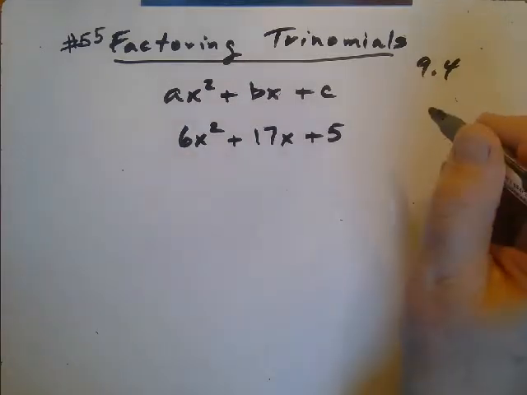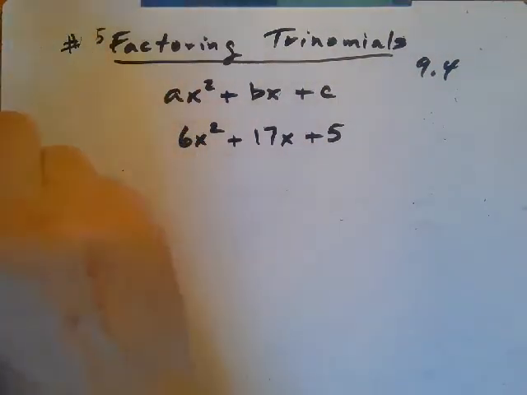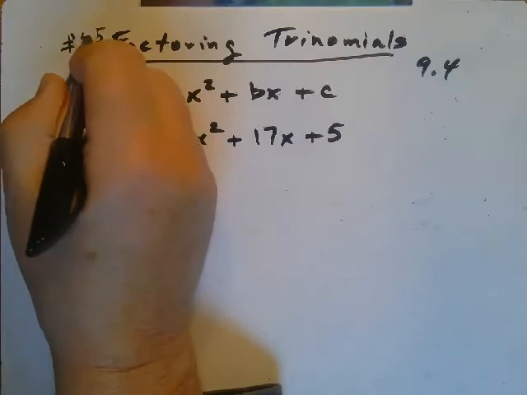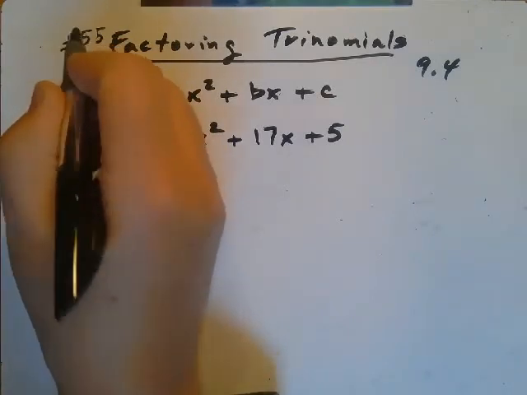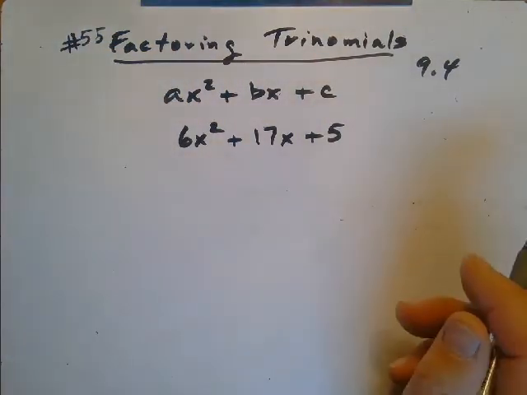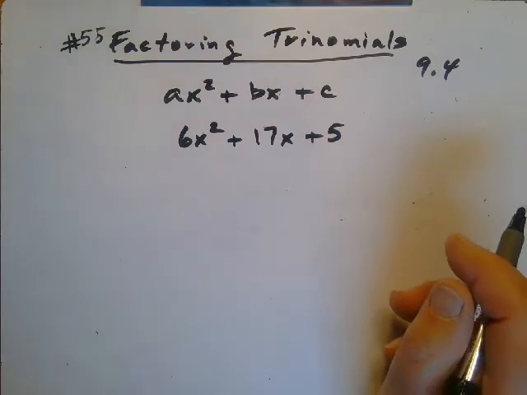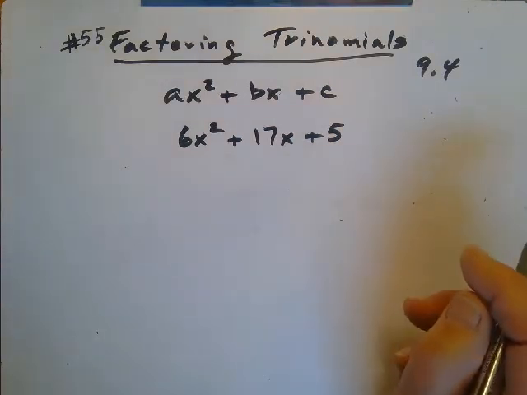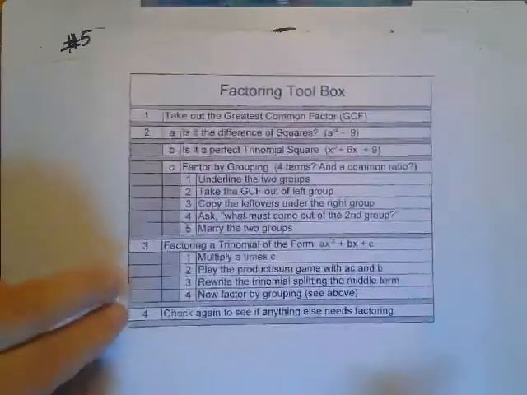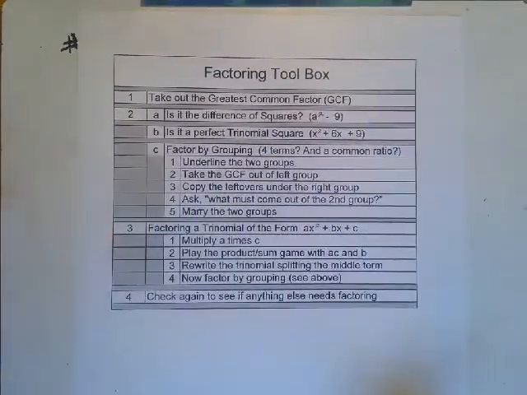If you don't see that other one, the last one, number 54, make sure you go back and look at it because I go into quite a bit of detail on how to solve these. Now once again, we're going to be working with the factoring toolbox. And that factoring toolbox is basically 8 steps. Let's go through them real quick again.